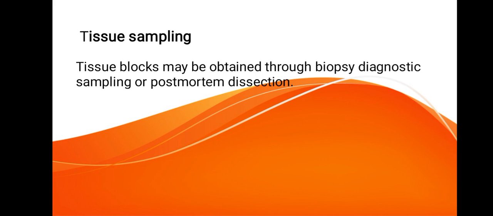In tissue sampling, we find that tissue blocks, that is the tissue samples that are cut into 1 centimeter each in dimension, that is in each dimension, the width, the length, may be obtained through biopsy, that is where there is diagnostic sampling, through surgical excision, or even through postmortem dissection.